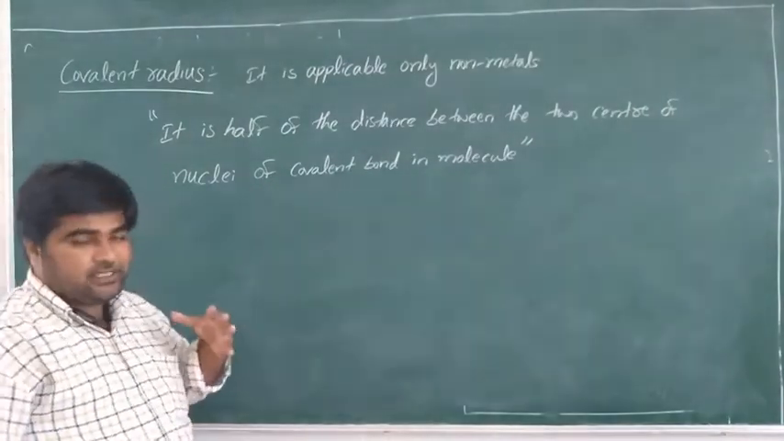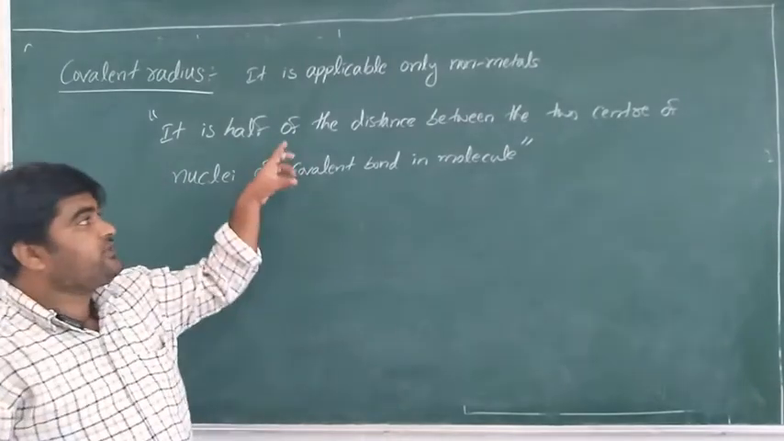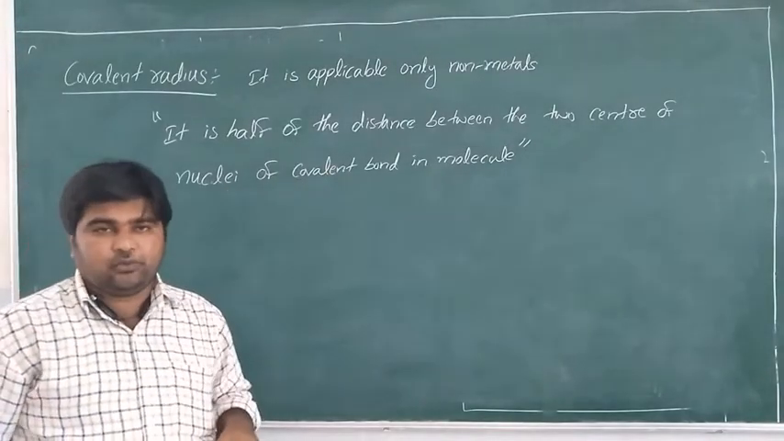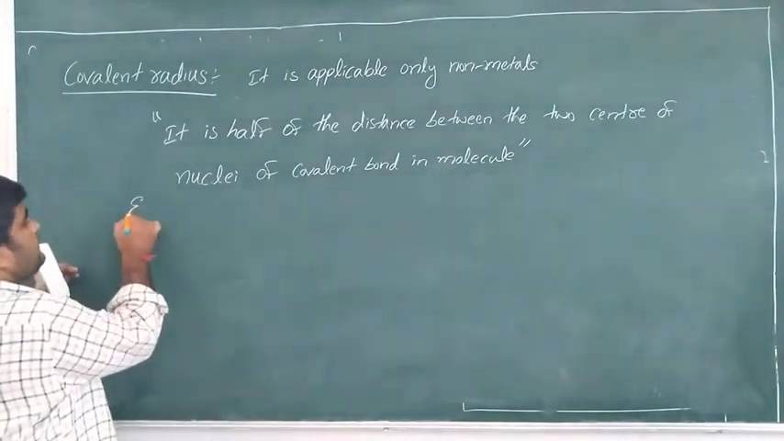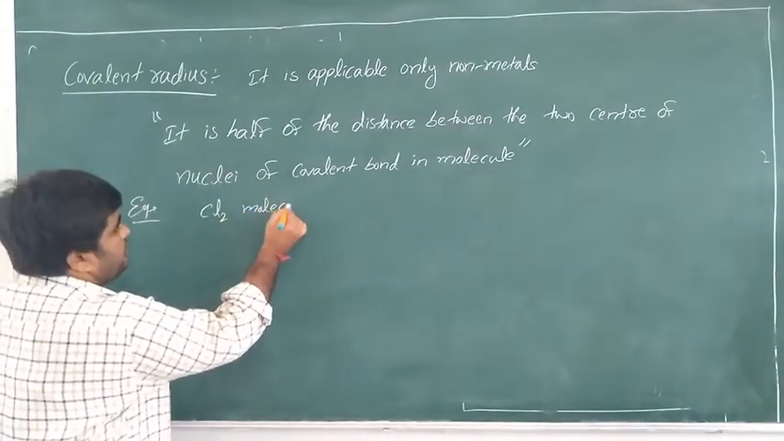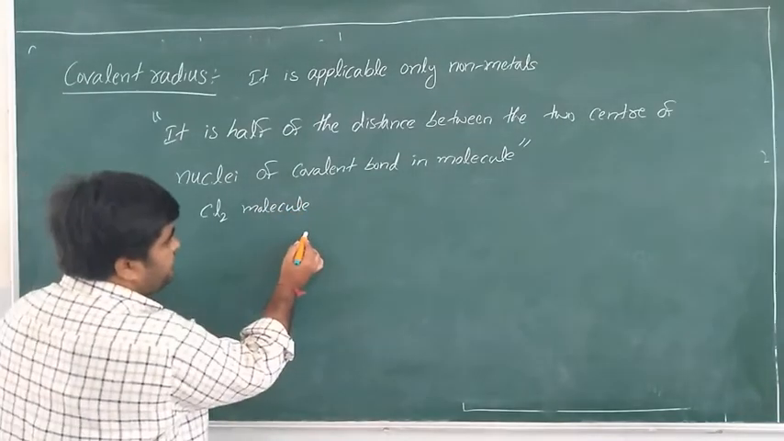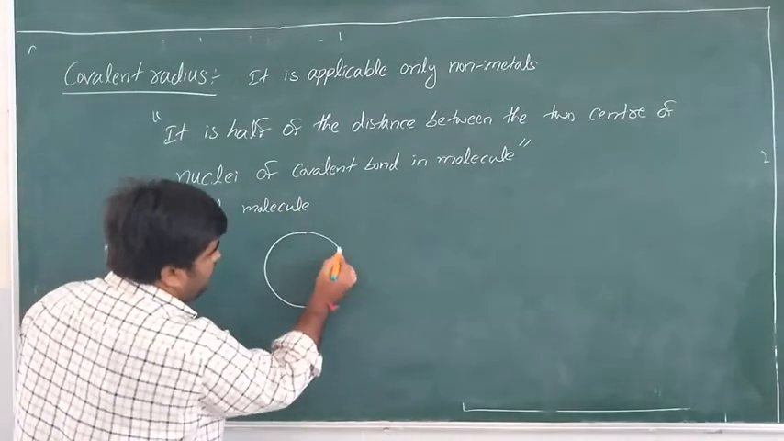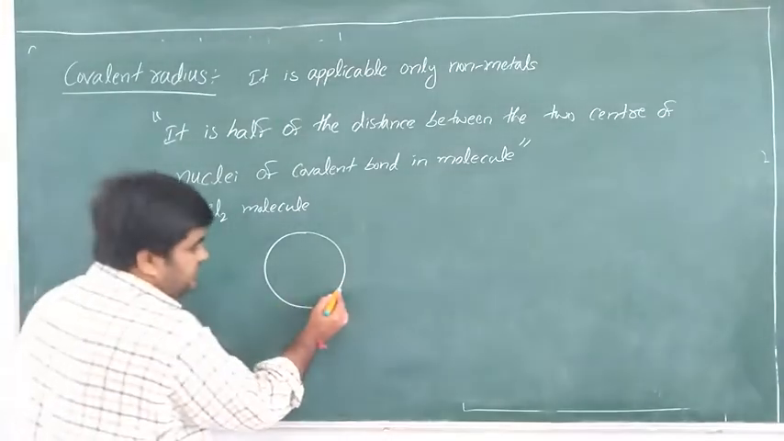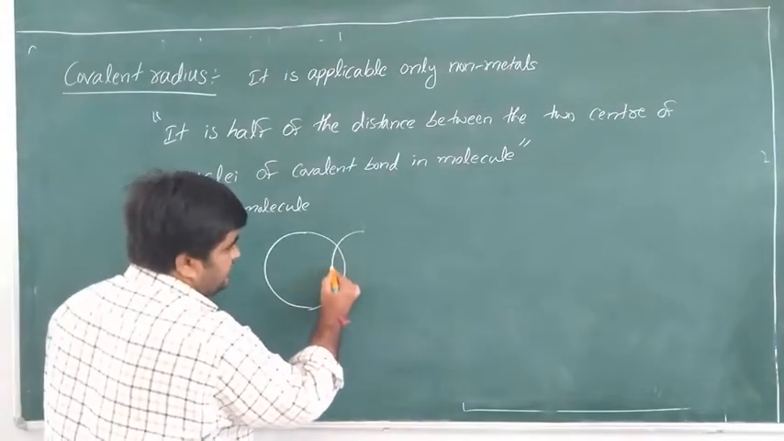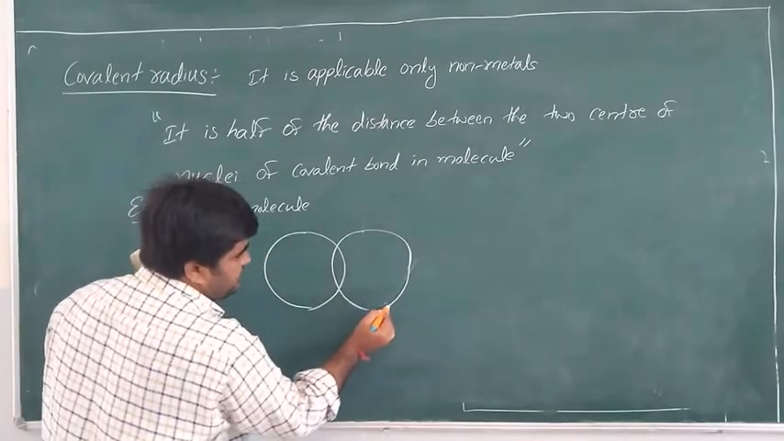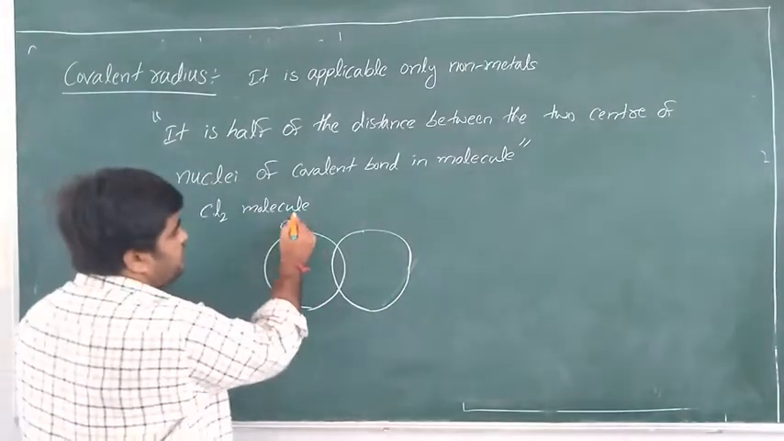See, what is the covalent radius? It is half of the distance between the two centers of the nuclei of covalent bonded atoms in a molecule. Let us see an example: the chlorine molecule, Cl2. You can also take fluorine. What is the meaning of covalent bond? It is the sharing of electrons. Sharing of electrons forms which bond? Covalent bond. So it is one chlorine and another chlorine.